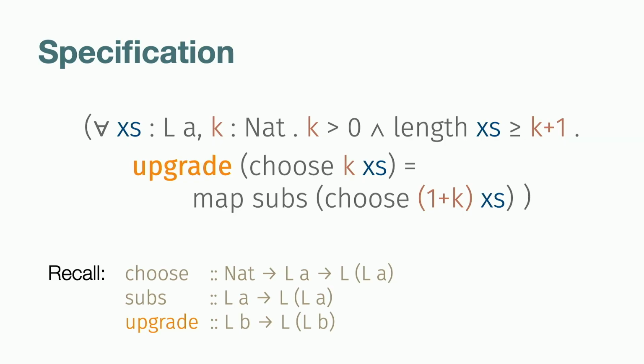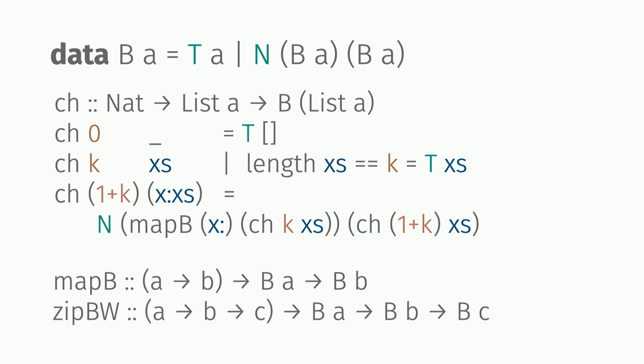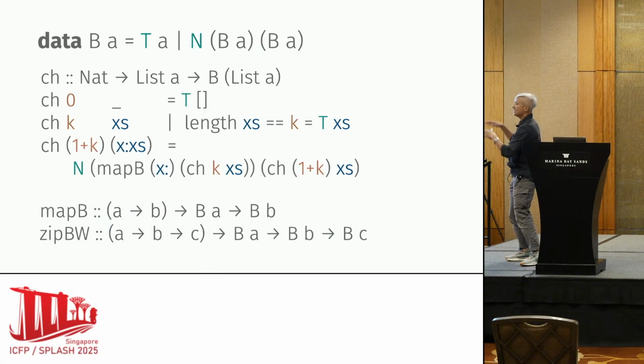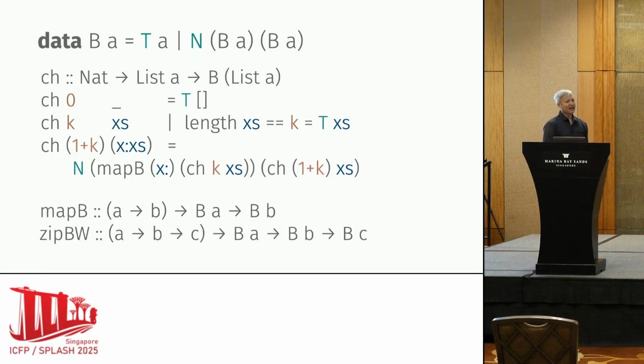So instead of lists, we use some kind of tree. And this type B of A is just a tip-valued binary tree. It's a binary tree having values on the tips only. So B of A is either a tip, T of A, having a value A, or a node having 2 subtrees.